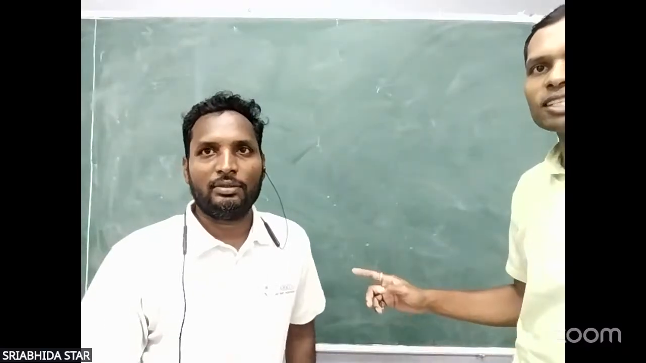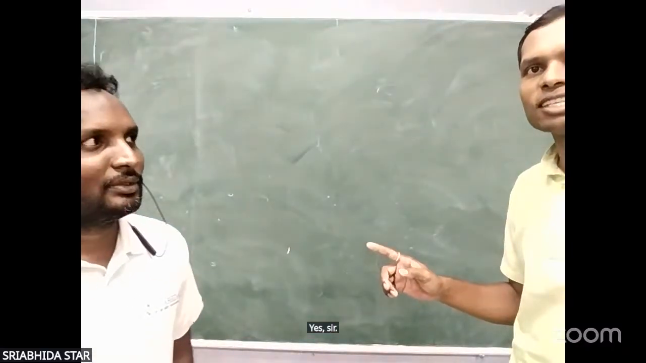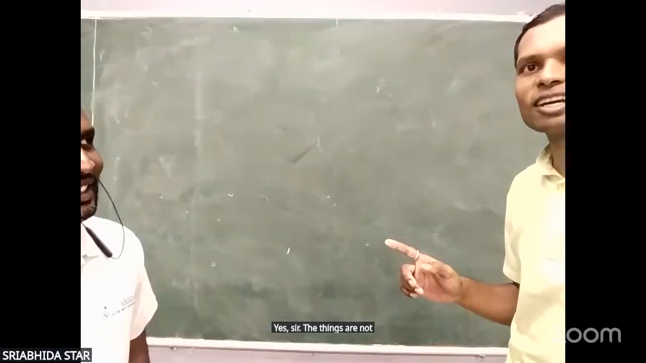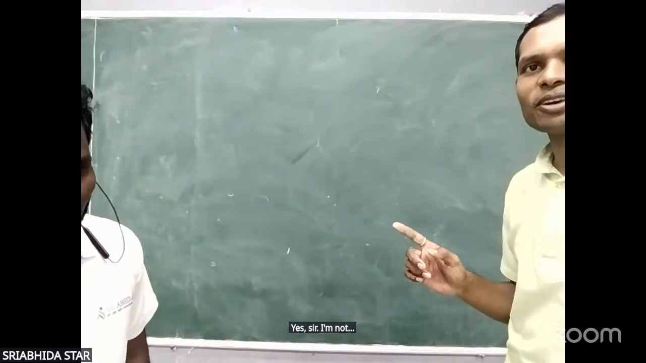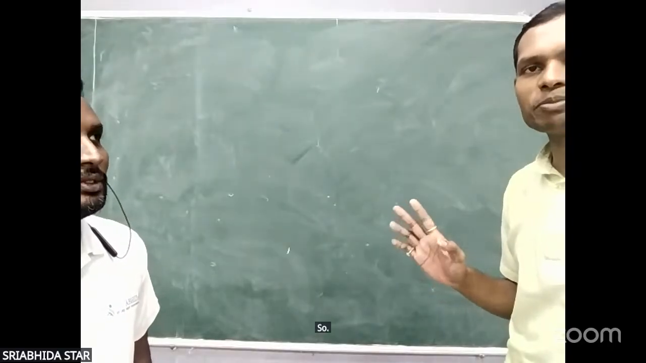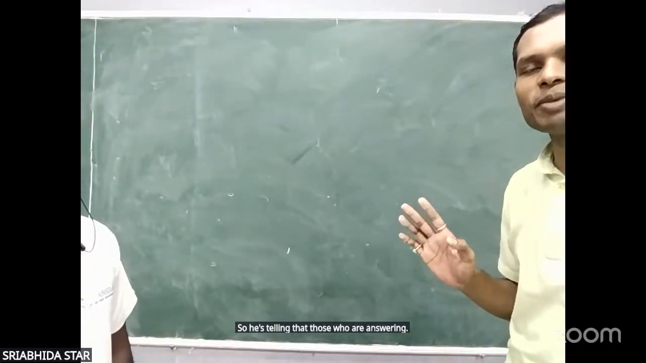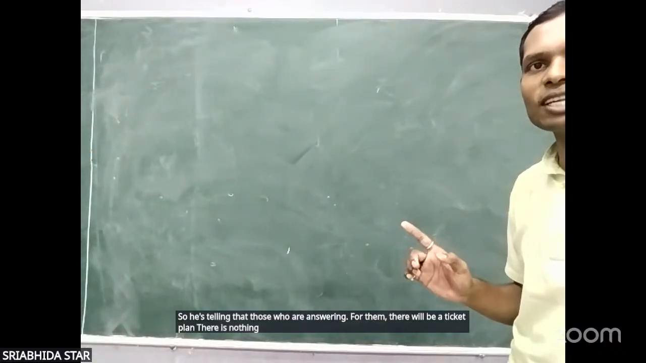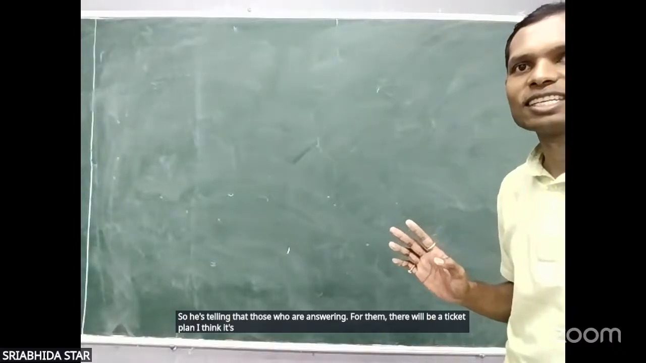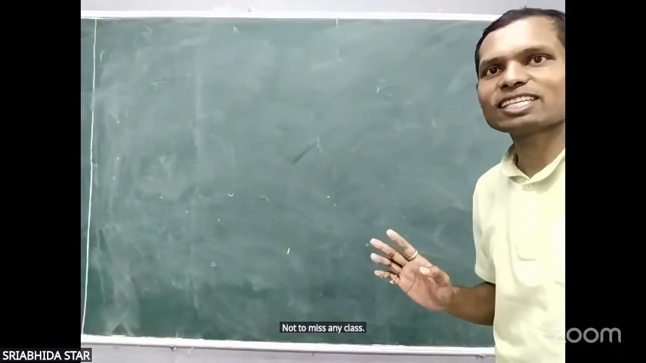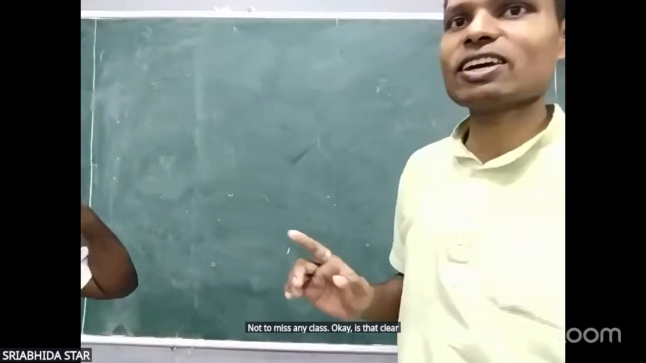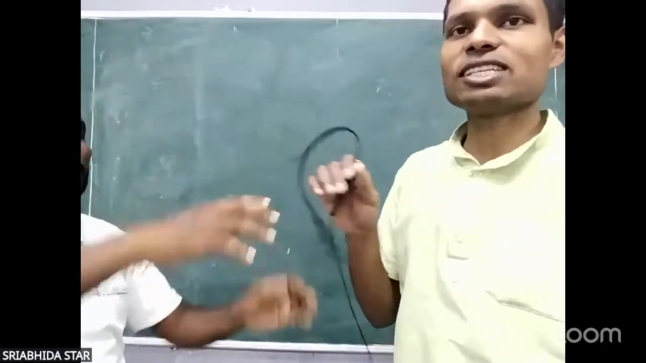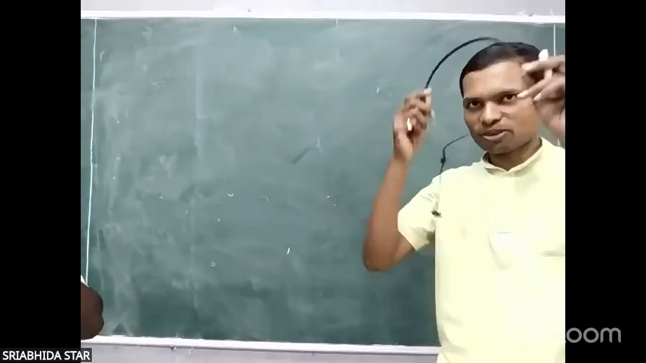He is the man behind the classes, he is the culprit. He is telling that for those who are absent, there will be a repeated class. There is nothing called a recorded session, and he is requesting not to miss any class. Okay, is that clear? Please text whether you understood it or not.